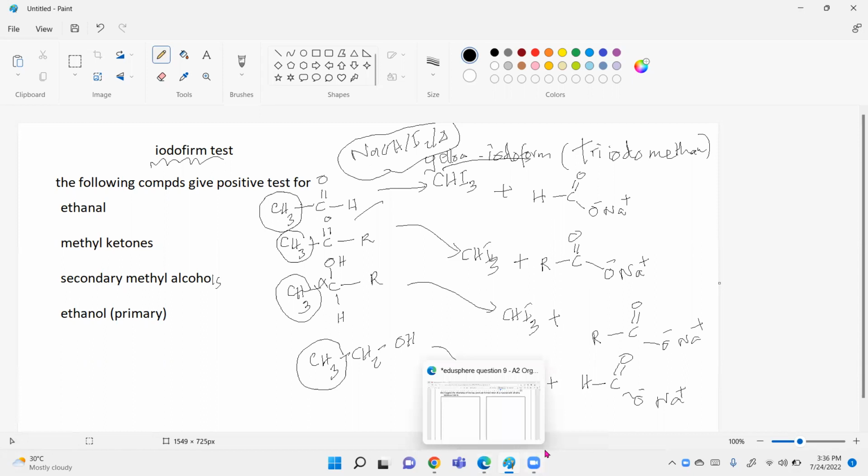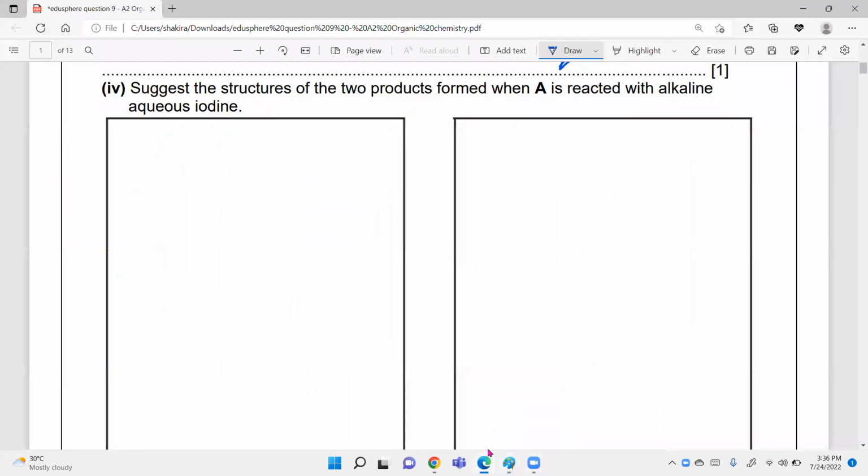So the question has two structures to be drawn. What structures? Suggested structures of the two products formed when A is reacted with alkaline aqueous iodine. Alkaline aqueous iodine means, as soon as you see this condition, we can say, okay, this is the iodoform test. Fine. Now we go to compound A.